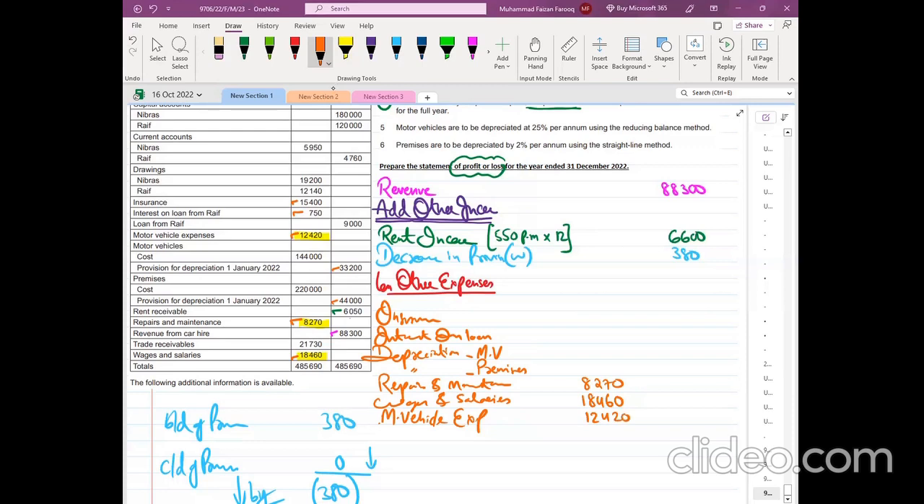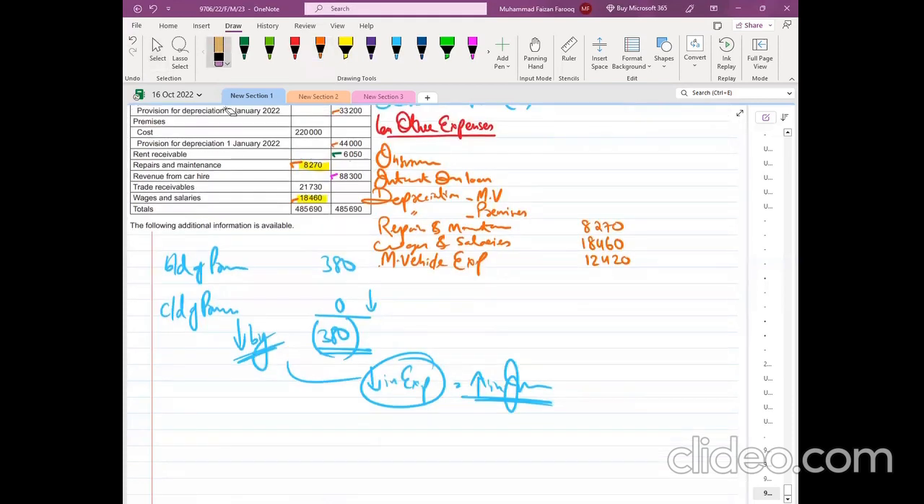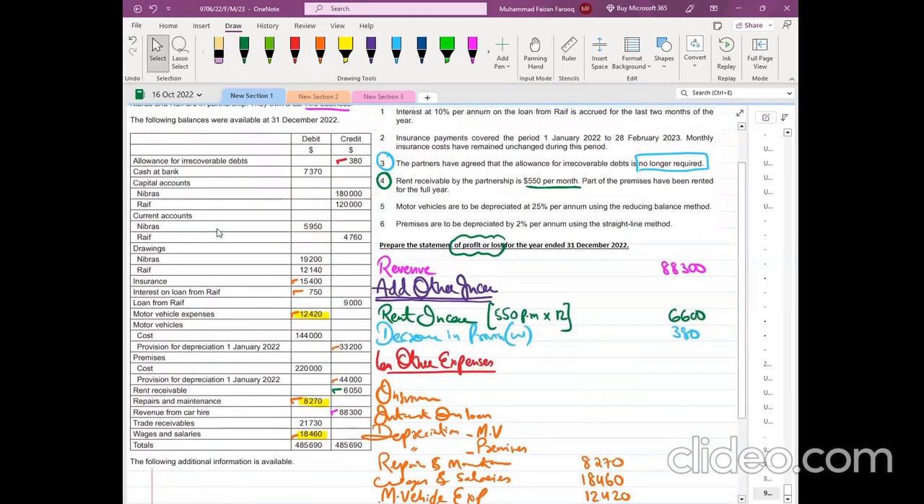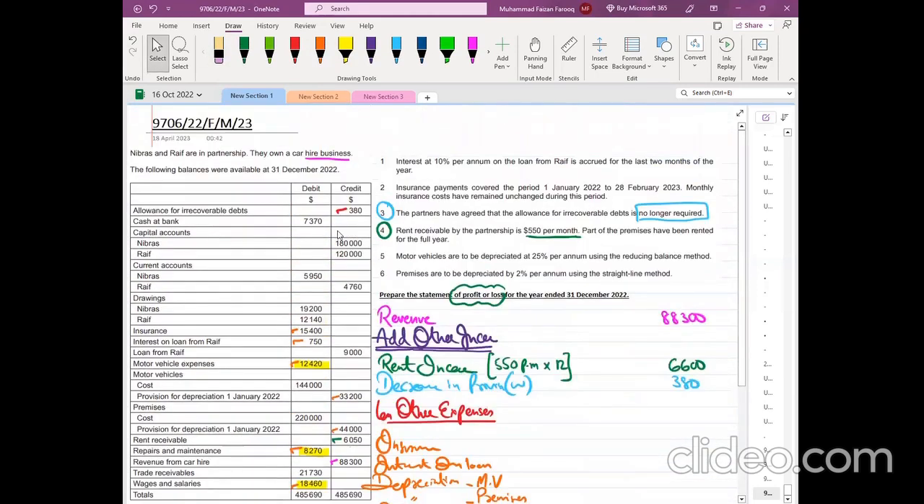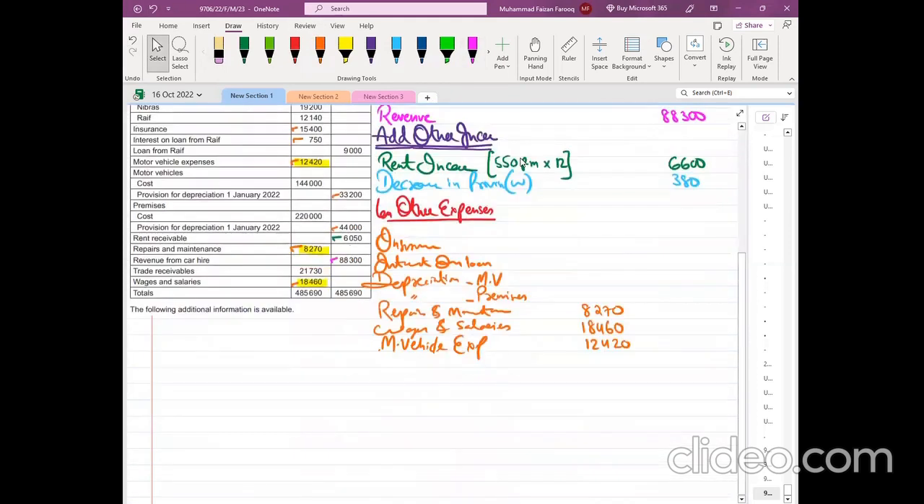Now we have to compute the remaining items. Let's do one by one. First is insurance, right? Which used to have a note of accrual and prepayment related things. So note number 2. I'm highlighting it with pink color. Insurance payment cover the period 1st January till Feb. Monthly insurance costs remain unchanged during the period. No problem at all.